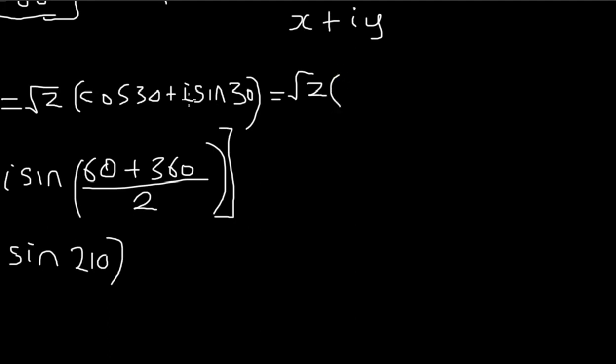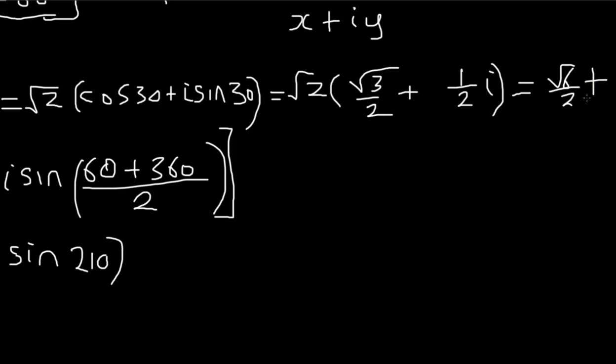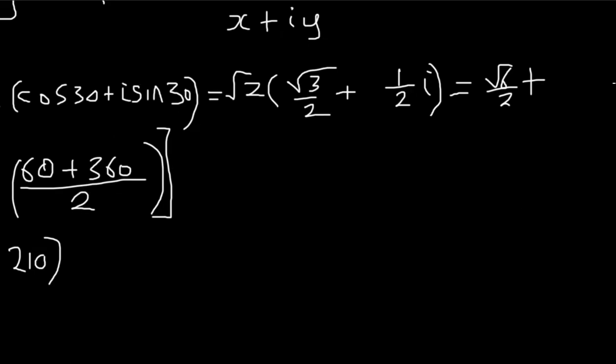And then open brackets. So cos 30, I know to say it's root 3 over 2, and then plus sine 30 is just nothing but half. It's going to be half i. Then what you do there is you multiply throughout with the root 2. So root 2 times root 3, your answer will be root 6 over 2, and then plus root 2 times half, your answer will be root 2 over 2 i. So this will be your final answer.